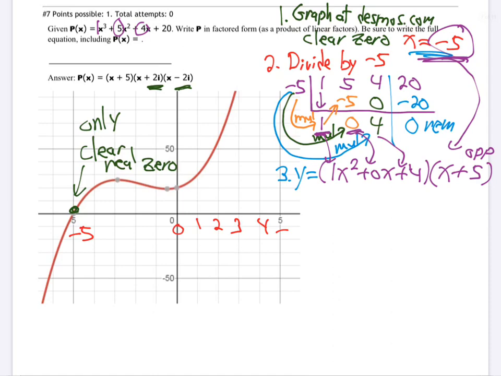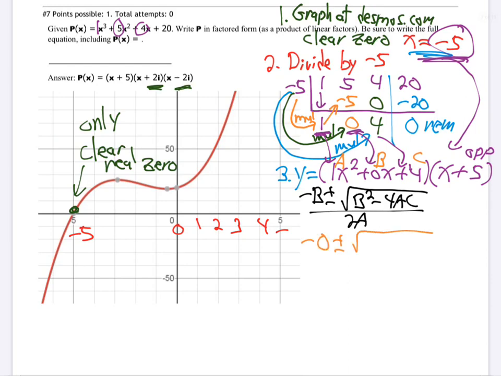Okay, now it's quad time. As you know, quadratic formula, negative b plus or minus square root b squared minus 4ac all over 2a. So let's identify our a and our b and our c. So this is a, this is b, this is c. So negative 0 plus or minus the square root of b squared minus 4 times a, which is 1, times c, which is 4, all over 2a.